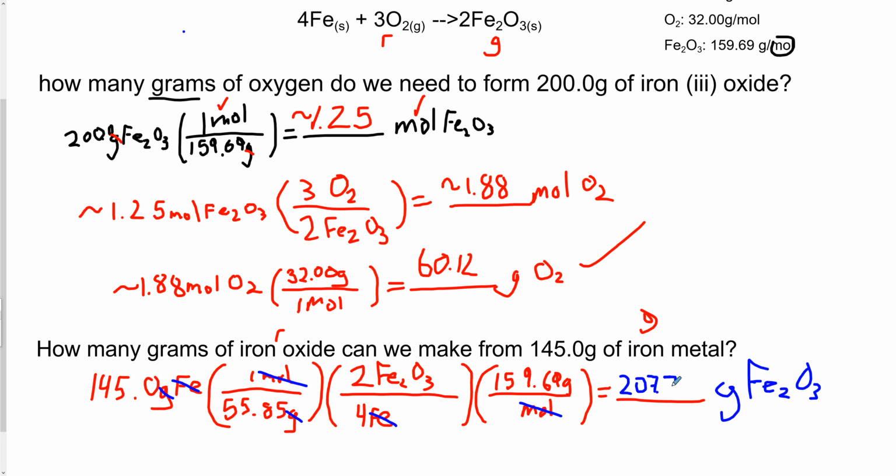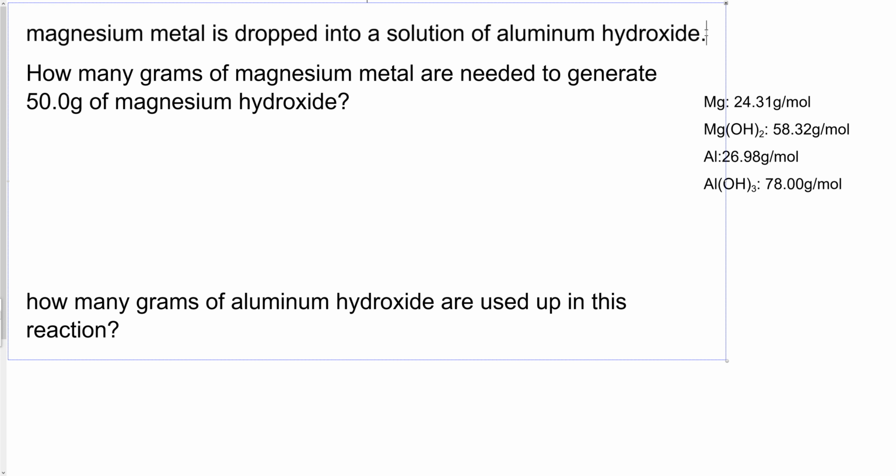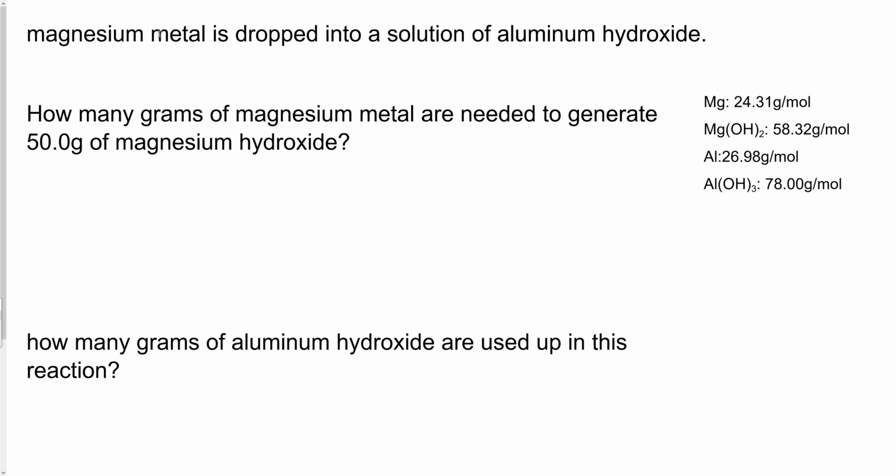So this is a faster way of doing this. I'm going to do one more example. I don't know which one I want to do. Let's do this one. So this one's a little bit trickier because I have not given you the reaction. I just said, okay, magnesium metal is dropped into a solution of aluminum hydroxide. This means that in a question like this, you're going to need to predict what it's going to make.